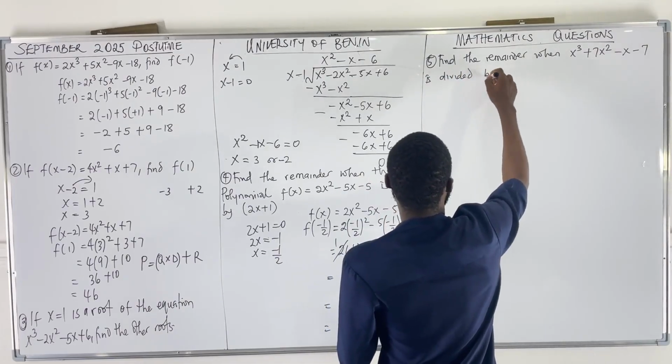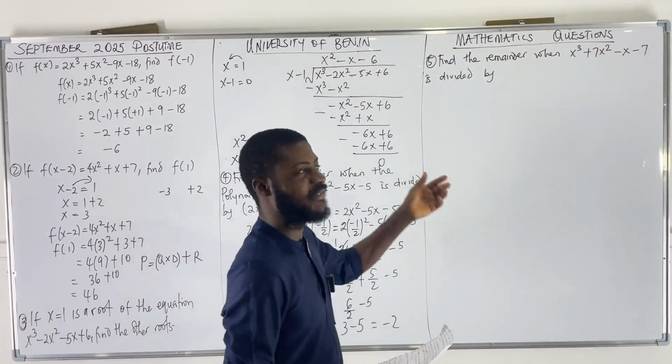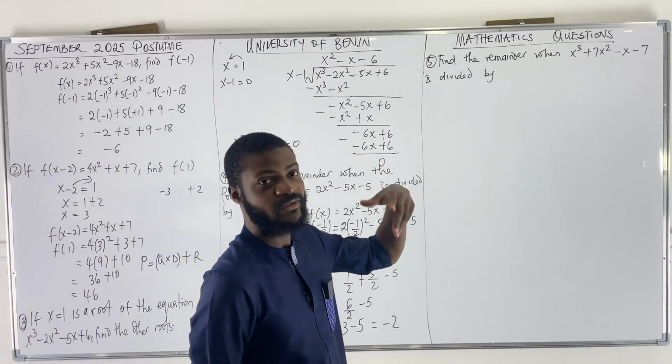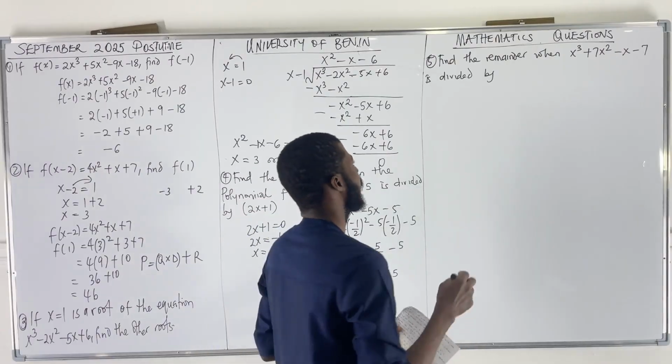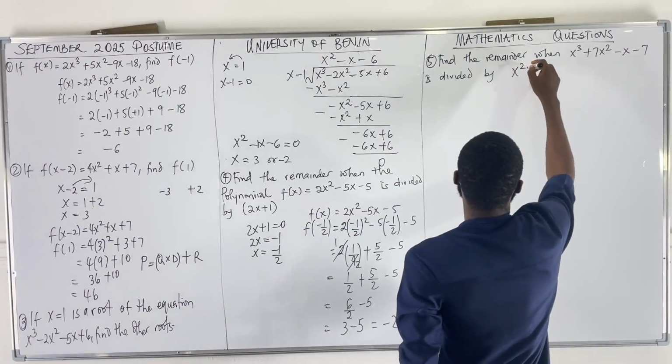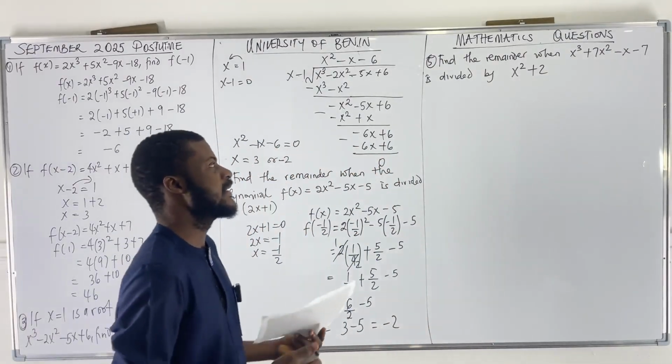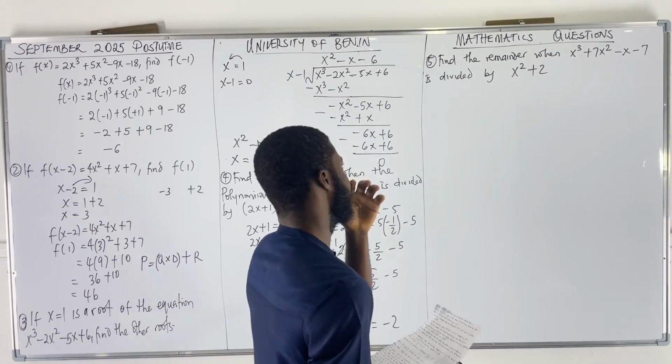divided by... Now, this question kind of showed up before in Postutme, but they were not asking you to find the remainder, they were asking you to find the quotient. So I kind of turned it around to explain a particular point, s squared plus 2. That's why I did it like this, to explain a particular point.